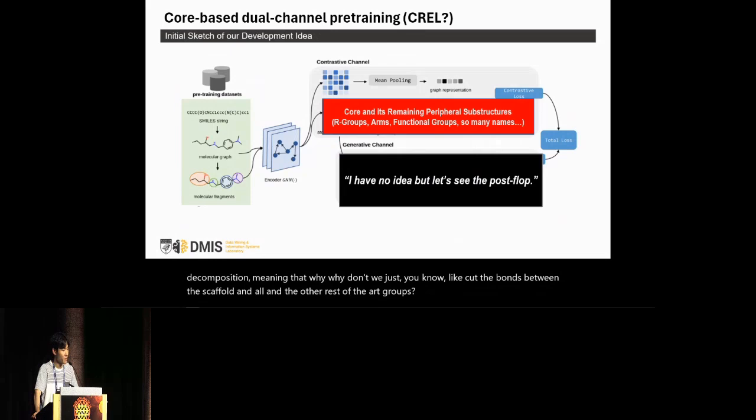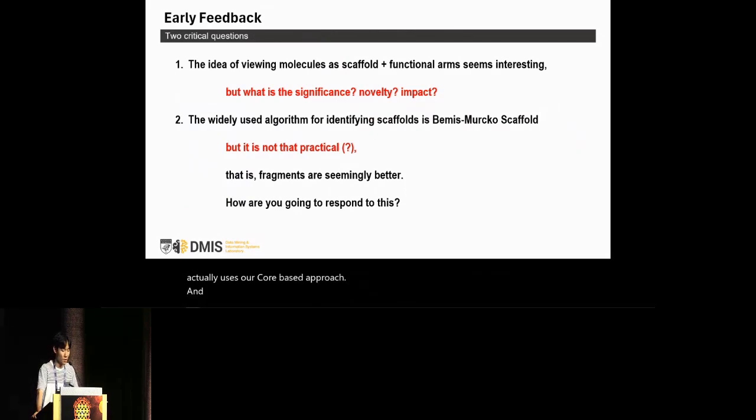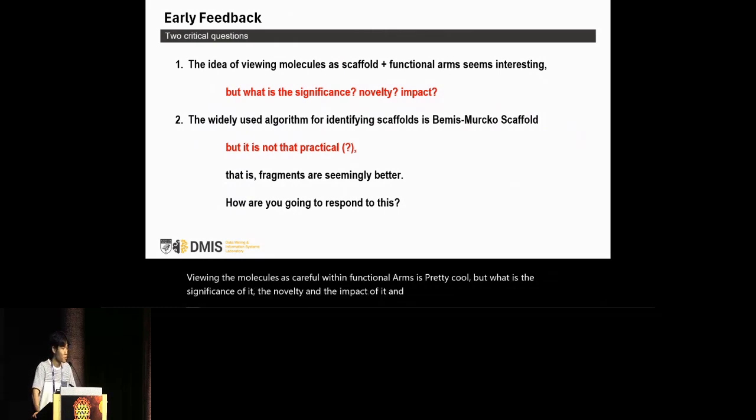So our initial sketch of our development phase was to somehow adopt the approaches from FRAL and try to modify it into an architecture that actually uses our core-based approach. However, during our early feedback, there were two critical questions. The first one is: viewing the molecules as scaffold and functional arms is pretty cool, but what is the significance of it, the novelty and the impact of it? And also, the widely used algorithm for identifying these core structures, the Bemis-Murcko scaffold, is not that practical, and fragments seem to be better. So how are we going to respond to this?